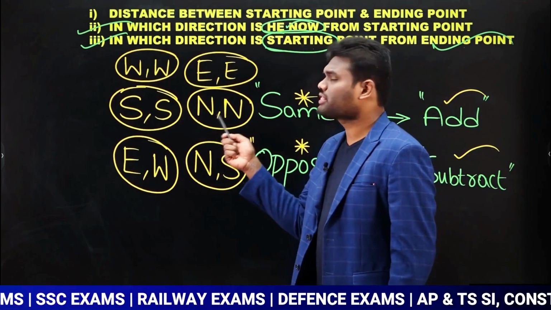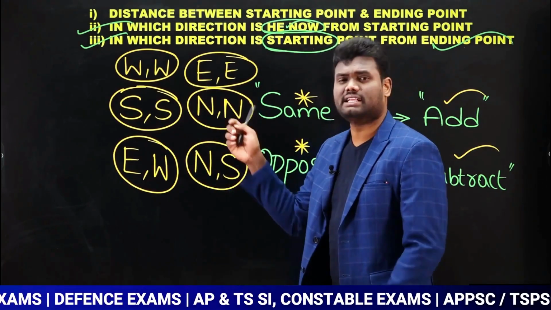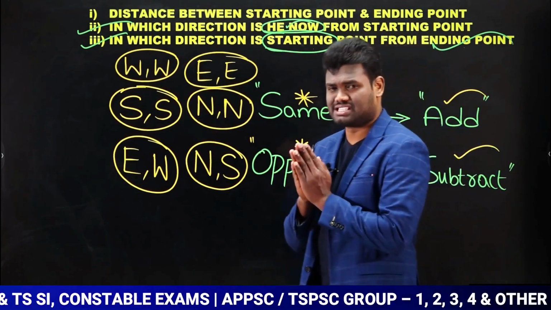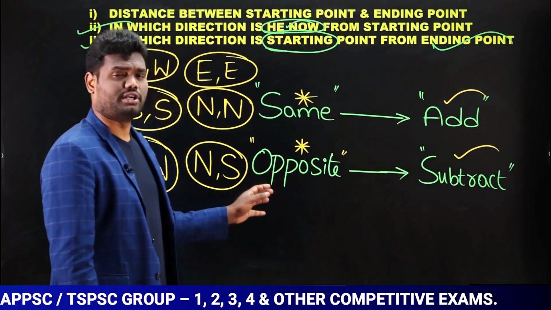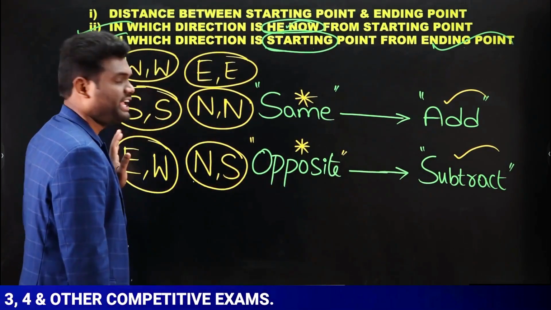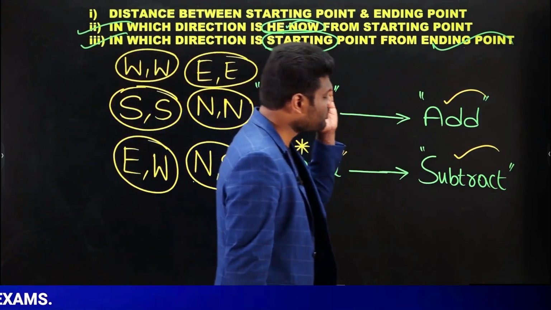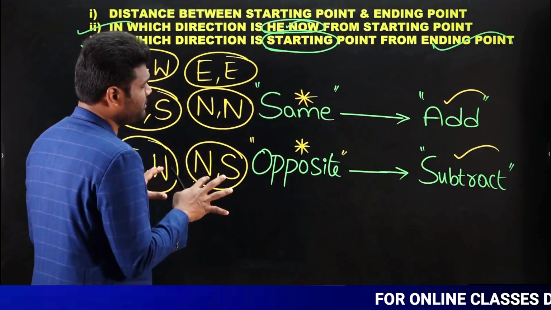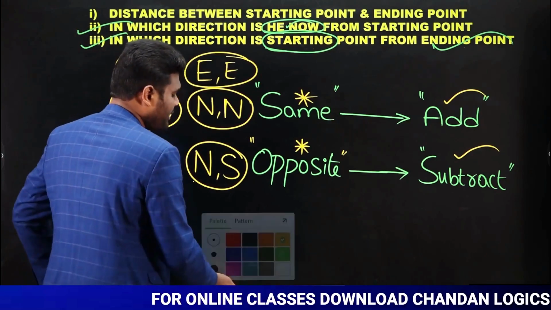Same means north is same, south is same, east is same, west is same. Whenever you come across same, you have to add it. Whenever you come across opposite, north's opposite is south, yes or no? Similarly, east's opposite is west. So whenever you come across opposite, you have to subtract this. Is that clear? This is the key point you have to remember whenever you are trying to solve these types of questions. And one more important thing.